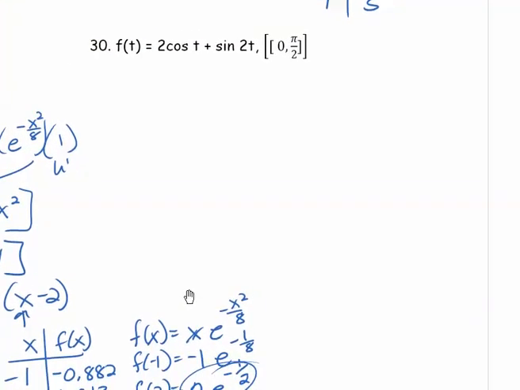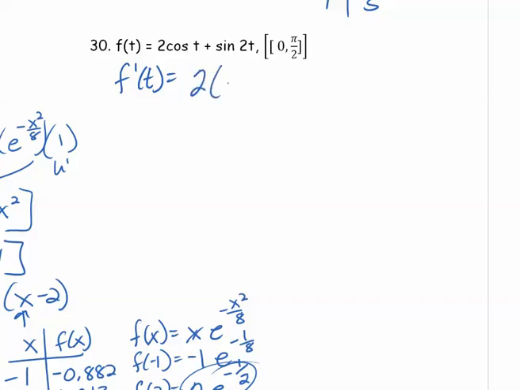Sorry. These are some good derivative practice. F prime of t. Before we can find our critical numbers, this one, let's see if it'll go faster. The derivative, the 2 can come out of the derivative.